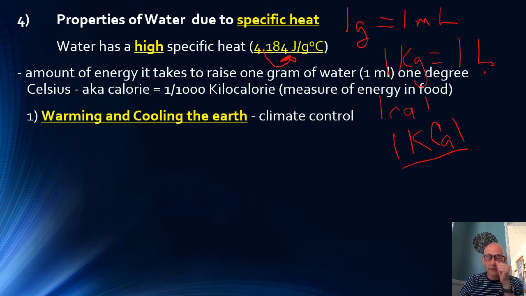Well, it helps with the warming and the cooling of the earth. So as the sun hits the earth, land is going to heat up much faster than water does. So the oceans, being 70% of the surface area of the earth, actually are able to absorb a huge amount of energy without changing temperature too much. And that helps keep the planet from overheating. If we had less water on the earth, the planet would heat up much faster.